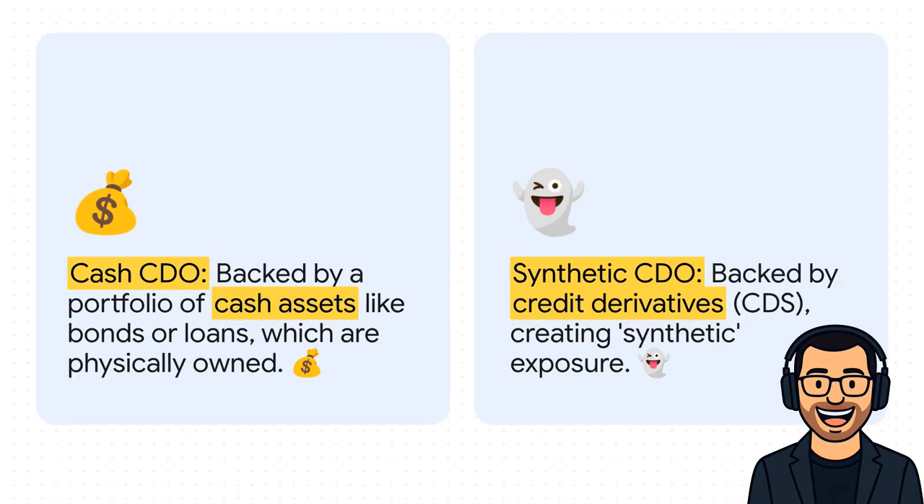A traditional, regular old cash CDO is like owning a crate of apples. You have the actual fruit. But a synthetic CDO? That's more like a collection of bets on whether those apples will ripen or just rot on the vine. You get all the financial exposure without ever having to touch a single apple.